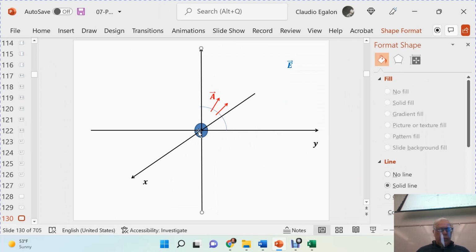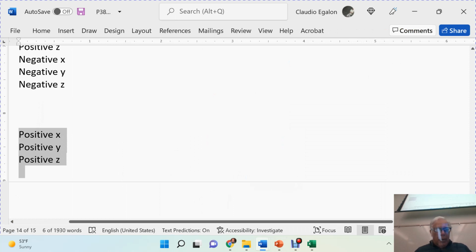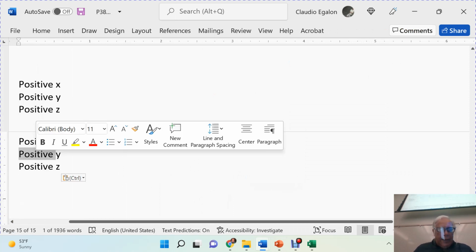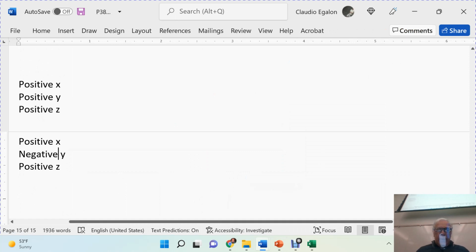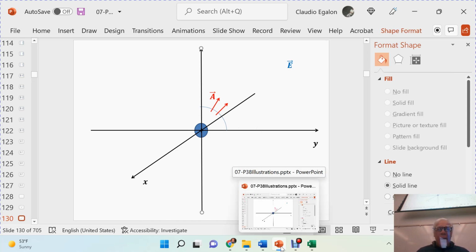Then we have positive x, positive z, and negative y. Negative y, right? So here you go. We're going at the top first, right? Then we have, yeah, it's 1, 2, 3, 4 on the top and 1, 2, 3, 4 on the bottom. There are 8, right? Exactly 8. Make sense? Sometimes we have to stop and think about it, right? Positive x, positive y, positive z, and negative y.